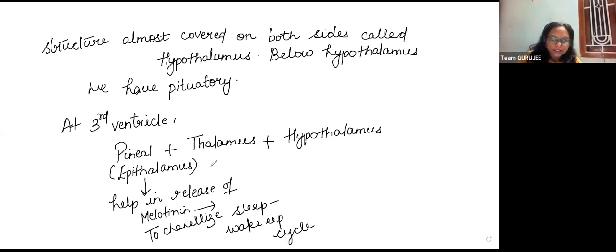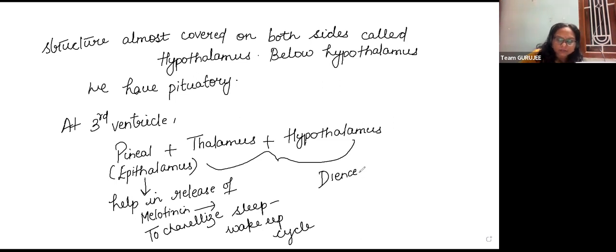And these three together, I have given in the starting, right? The forebrain has two parts, cerebrum and diencephalon. Now again, I have divided the diencephalon into three parts. So these three are the parts of the diencephalon. Correct?